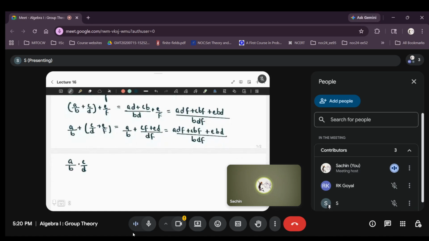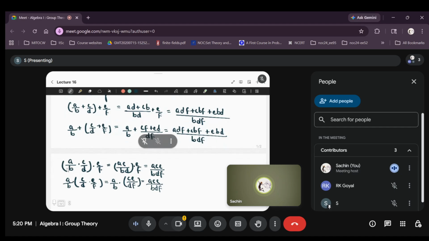Similarly, ab into c by d into e by f is equal to ac by bd into e by f, which is equal to ace by bdf. On the other hand, a by b into c by d into e by f is equal to a by b into ce by df, which is equal to ace by bdf. So both addition and multiplication are associative.